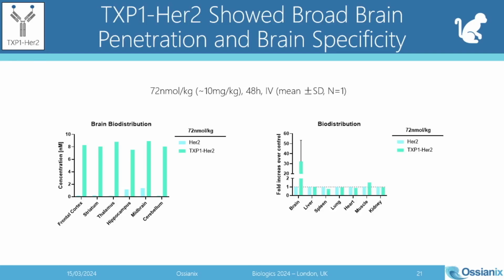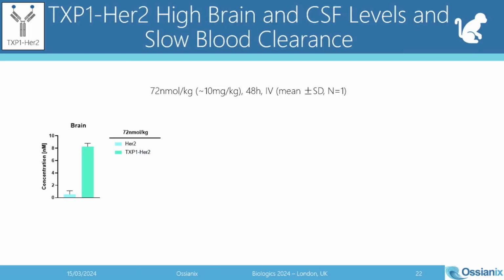And again, we have a very high level of brain specificity with no accumulation in other major organs such as liver, spleen, heart, muscle, and kidney. So this is just the average data on the brain, approximately 8 nanomolar concentration. We have nice exposure in CSF.